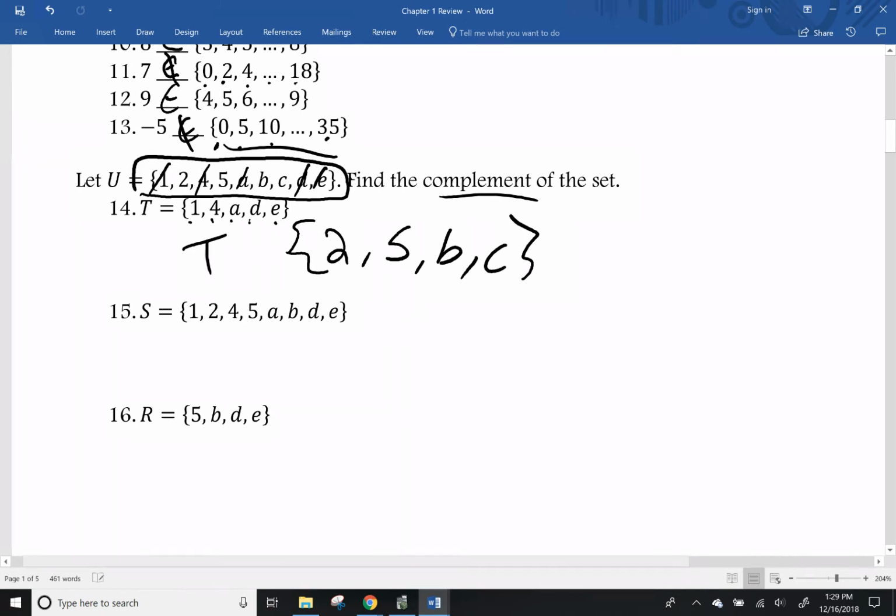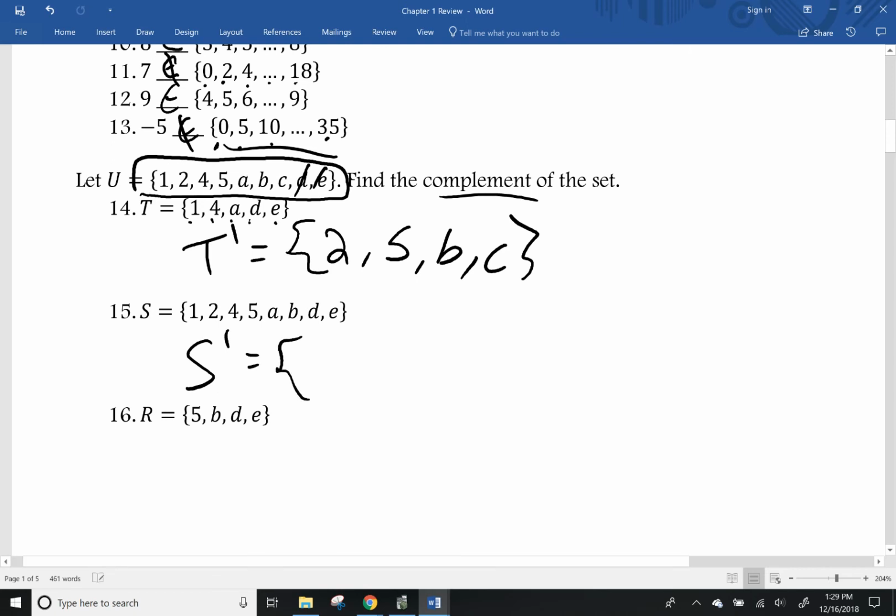We denote this as T prime, by the way. It's T with a little, I don't know, apostrophe. But yeah, T prime is what we call it. So now we'll look at 15. So S prime, that will be the complement of S.